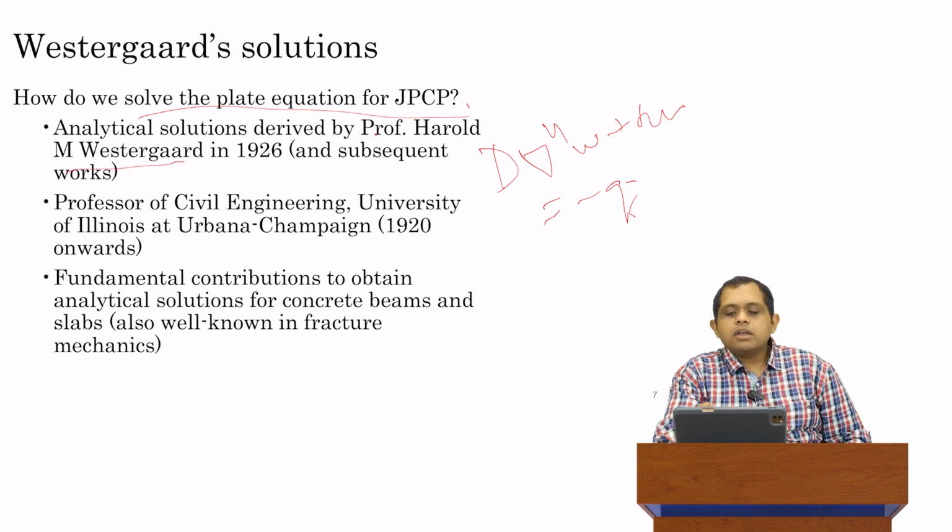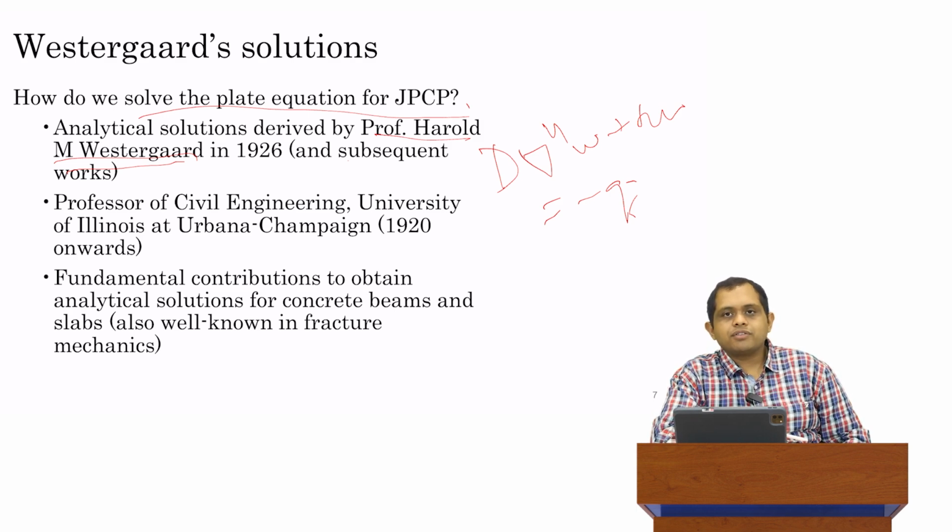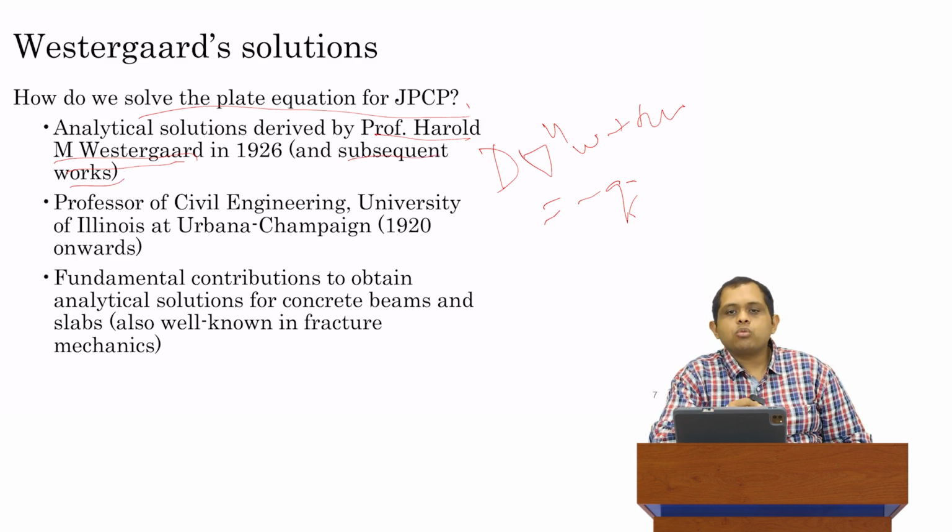So Professor Harold M. Westergaard, that's his full name, I believe he's somewhere from the Nordic countries, hence the last name Westergaard. So Professor H.M. Westergaard in 1926 actually published a paper, and you'll see the cover of that paper in the next slide. He published a paper where for the first time ever, he derived analytical solutions for these equations. Now, that was not his last paper, obviously. Subsequently, he published some more papers where he applied some corrections and some variations to those solutions.